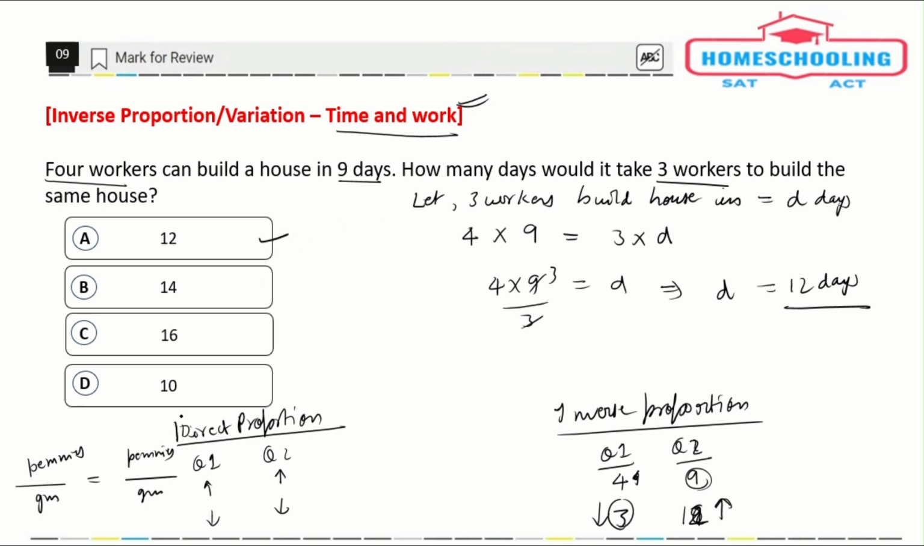So always remember, in direct proportion, if one quantity increases, then the other also increases, and if one decreases, the other also decreases. And it is written in division form, as you can see here. But in inverse proportion, where one quantity is decreasing, the other quantity is increasing. Instead of division form, we will take the multiplication of those sets of quantities.